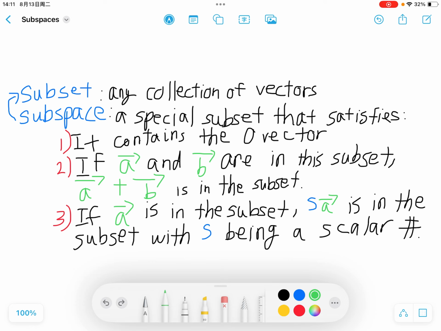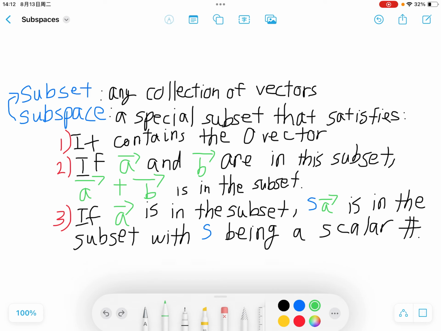And the second condition is if vector A and vector B are in the subset, then vector A plus B is in the subset. If vector A is in the subset, that's the third condition, then S times vector A is in the subset, with S being a scalar number. So S times vector A is basically scaling vector A up or down. So now we have three conditions. Let's just look at a problem.